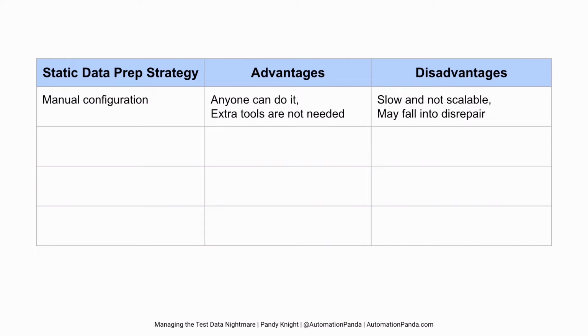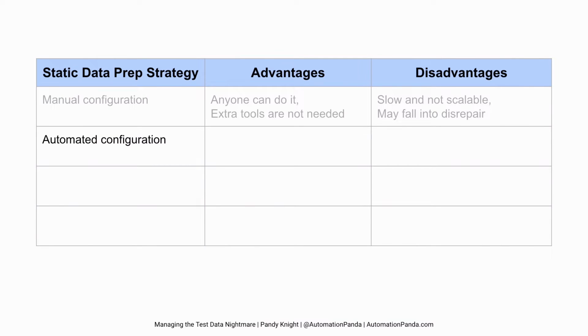However, manual configuration is slow. It does not scale well for large systems or large test environments. Furthermore, manually configured systems can easily fall into disrepair without any sort of automated mechanisms for maintenance, because you pop it in once and it's there until you change it.